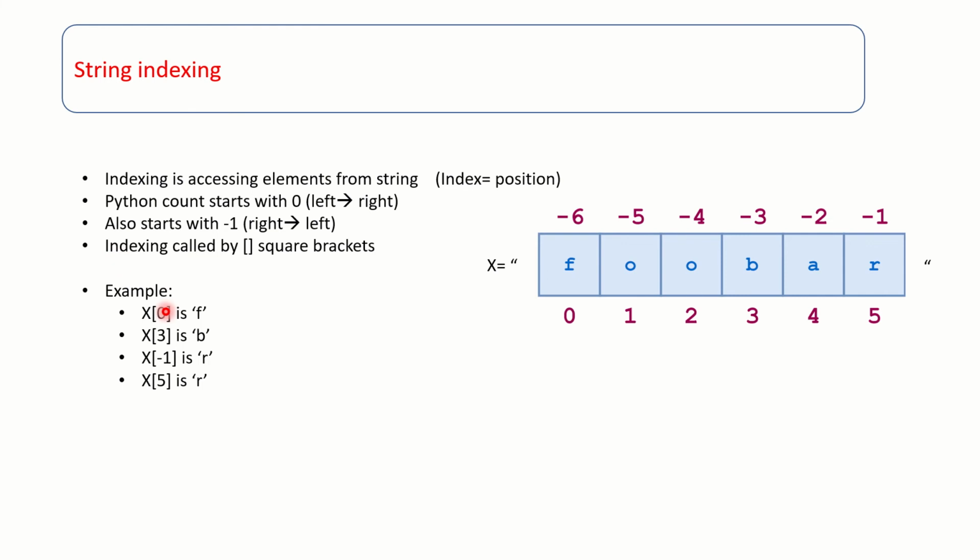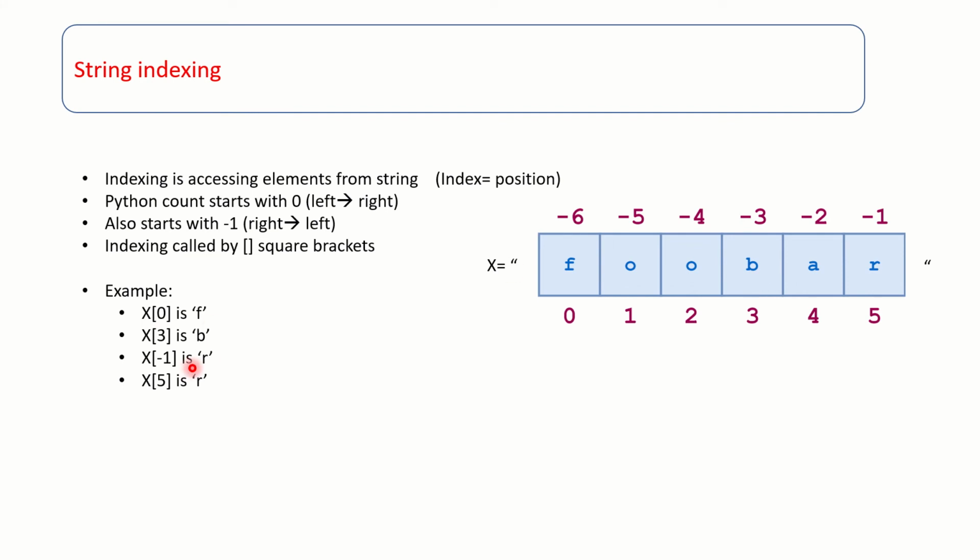So we can call an index by using a square bracket. So x is a string, x of 0 means the zeroth position element. That means the zeroth position element is f. So by using x of 0, I can access this f. By using x of 3, I can access the third element of the string. The third element is 0, 1, 2, 3. This b is the third element.